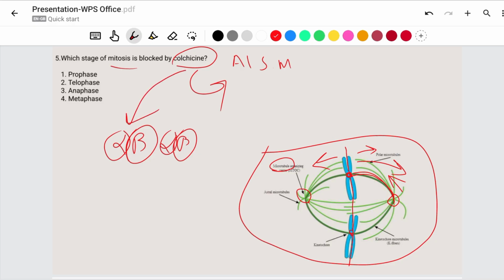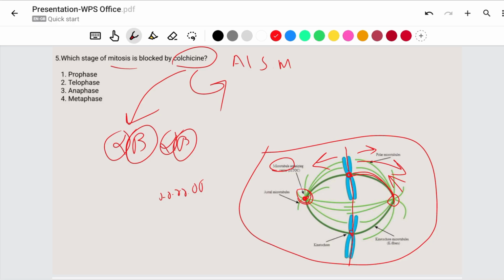But if we are using the colchicine, that colchicine will come and bind with the tubulin in such a way that it will not be able to get polymerized. So the chain formation, where the tubulin would form a chain that will be polymerized and form microtubules, that formation will not be happening. It's not going to be happening.